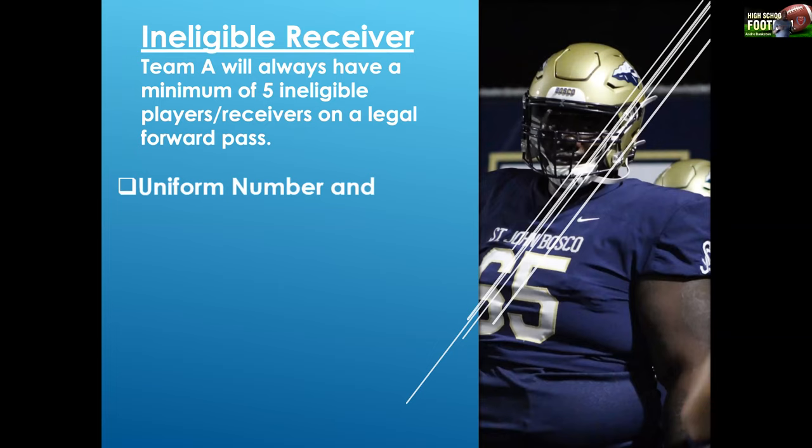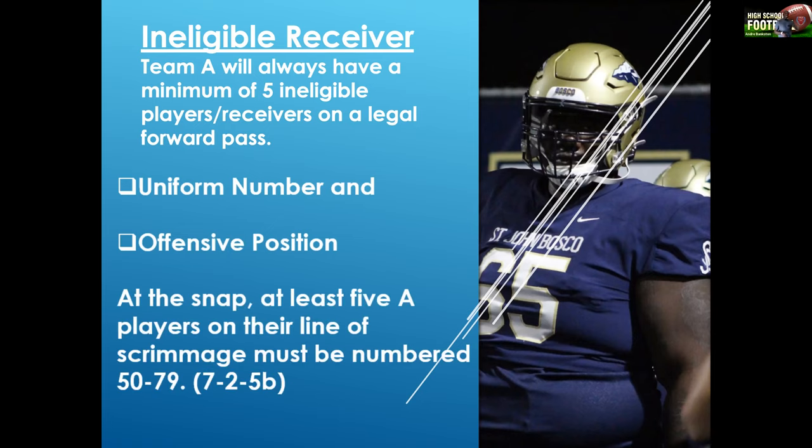We identify them by the uniform number, which is basically in their offensive position, all right? And we already read this. We already looked at this last week, but I'm bringing it here. At the snap, at least five players on their line of scrimmage must be numbered 50 through 79. Basically, uniform number is 50 through 79. Anybody wearing 50 through 79 is automatically considered an ineligible receiver.